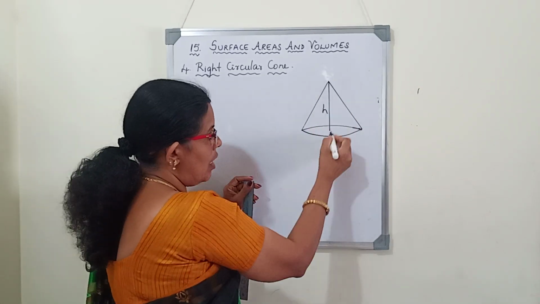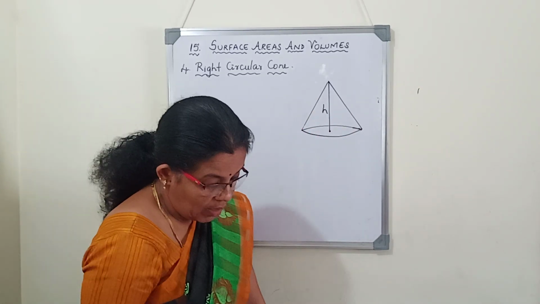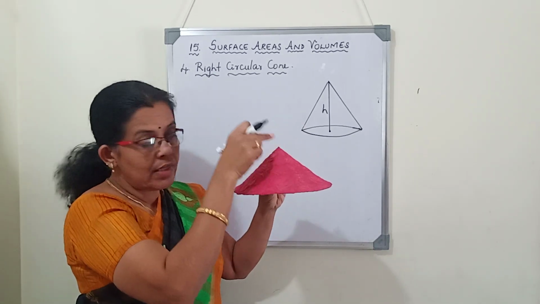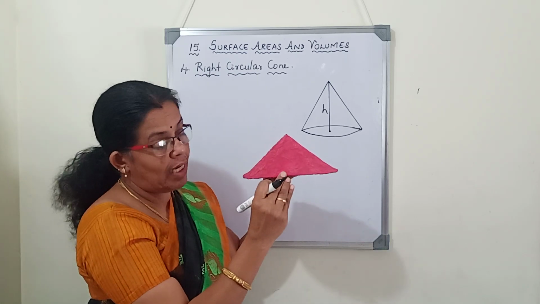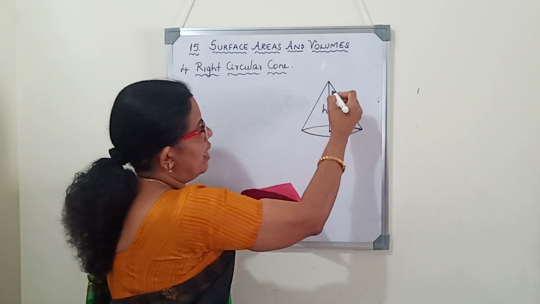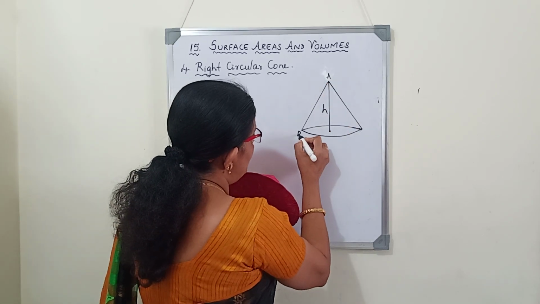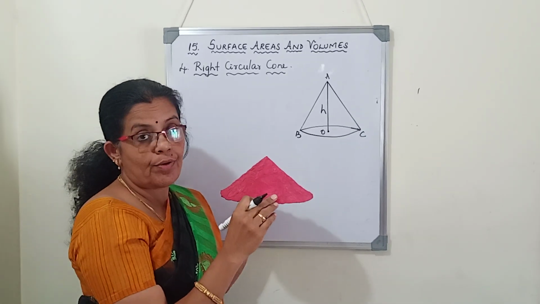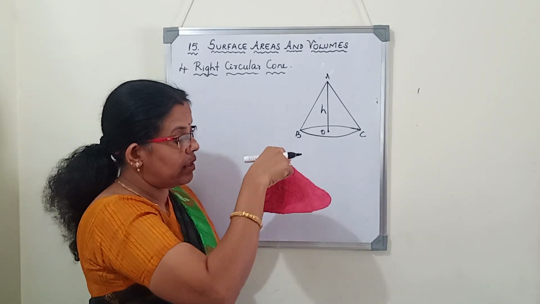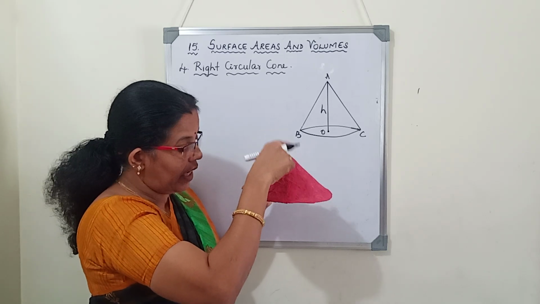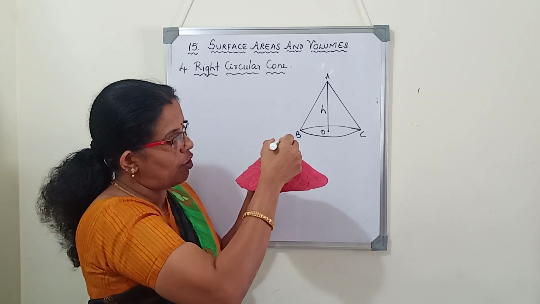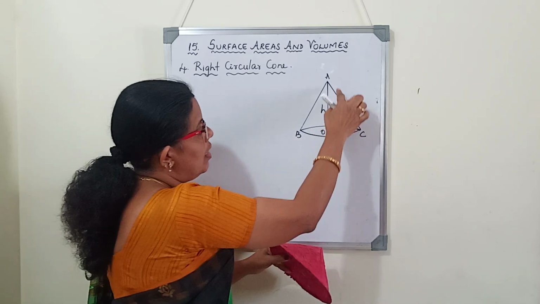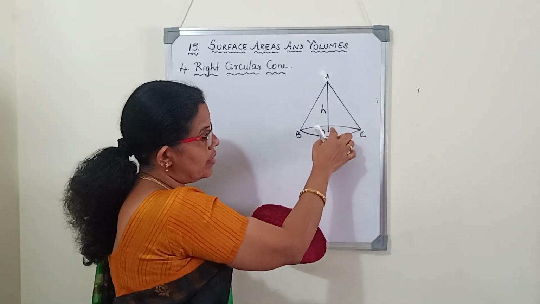From the top vertex to the center of the circular base, what perpendicular distance is there? That is the height of the cone. The distance from the vertex to anywhere on the circumference, that is, if I label the points A, B, C and O, AC is the slant height of the cone. Slant height is the distance from the vertex to anywhere on the circumference. If I draw a line from the vertex to the circumference, this is called slant height. So AC is the slant height and AO is the height.